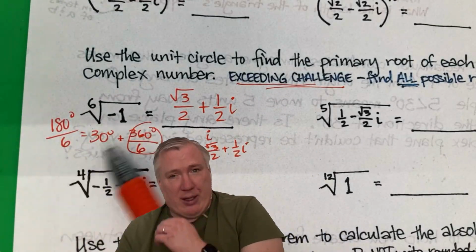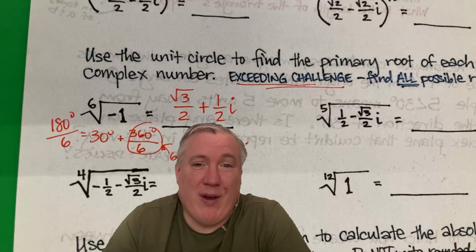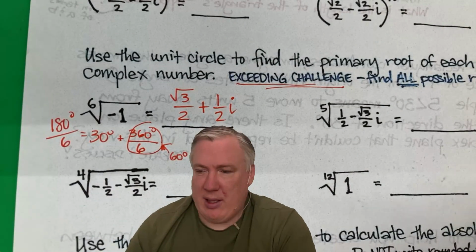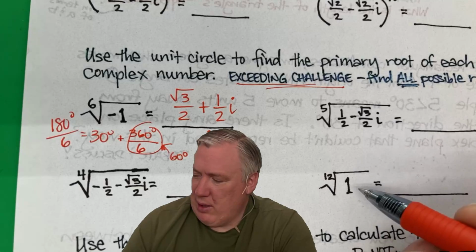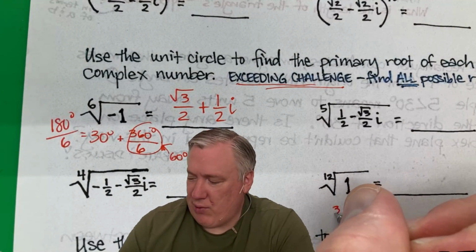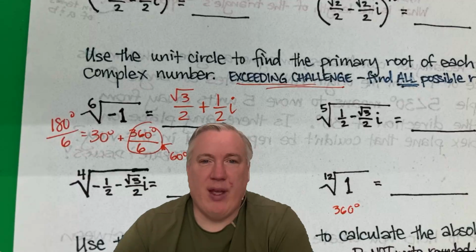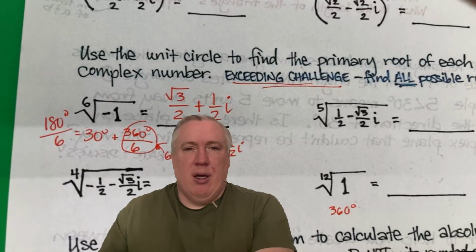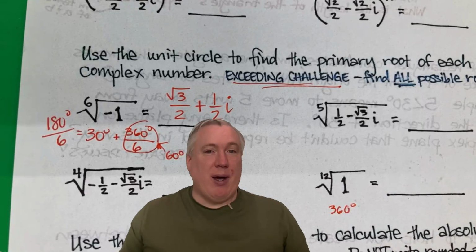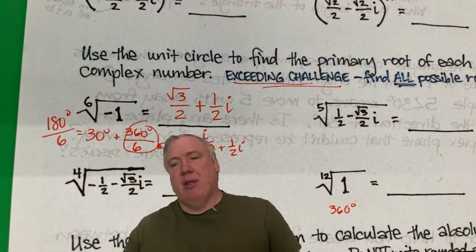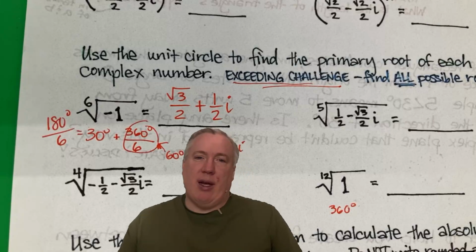And that's what the exceeding challenge is, to find all of those answers. And your sort of hint here with this one is don't consider 1 as a 0 degree, but consider it as a 360 degree, and then you'll find your 12 answers. Okay, go ahead and pause the video, do the other 3 there, do the exceeding challenges, and then we can get back to the last thing on the bottom.